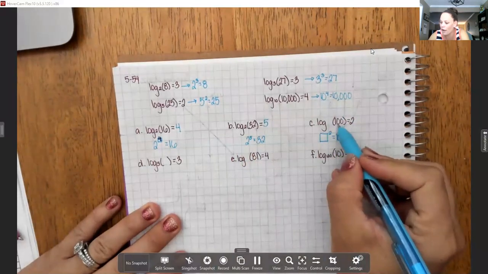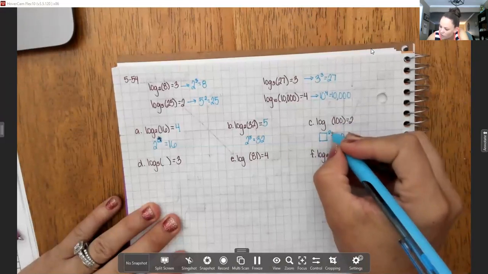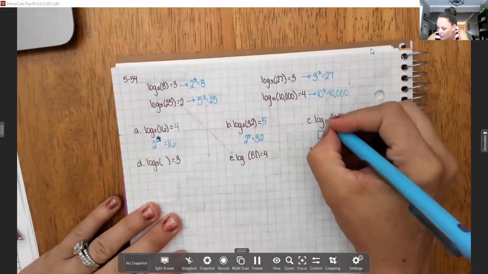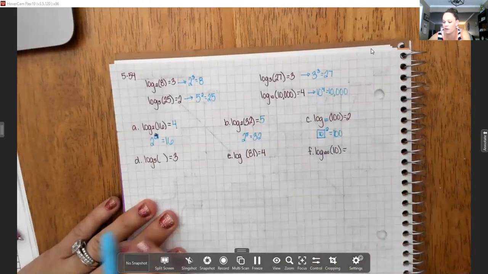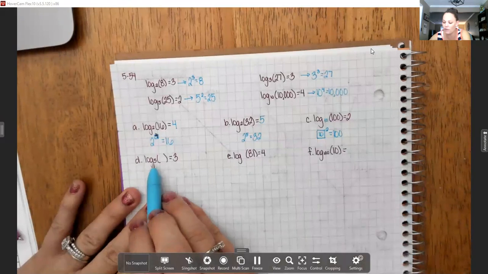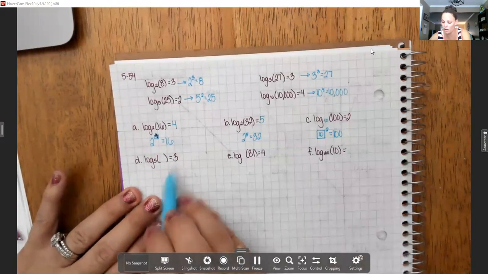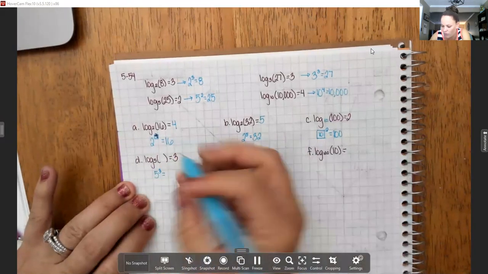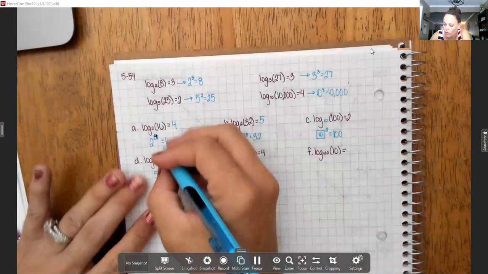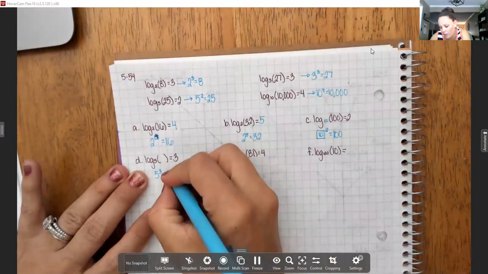Log base what of 100 is 2. So what number squared gives me 100? That's going to be a base of 10. 10 squared equals 100. Here you're asking yourself, it's log base 5 of something equals 3. So that's following the pattern 5 to the third equals some number, which 5 to the third we know is 5 times 5 times 5, 125.